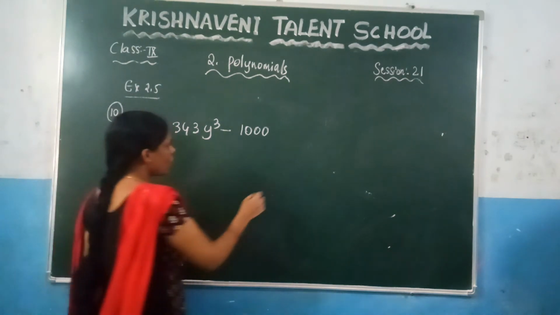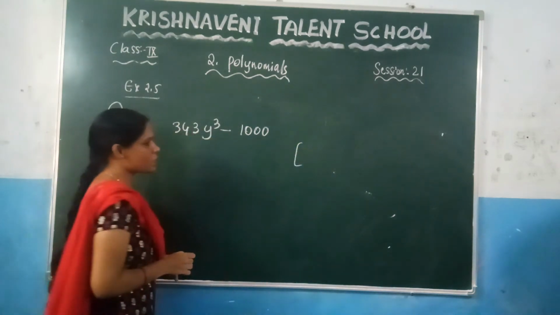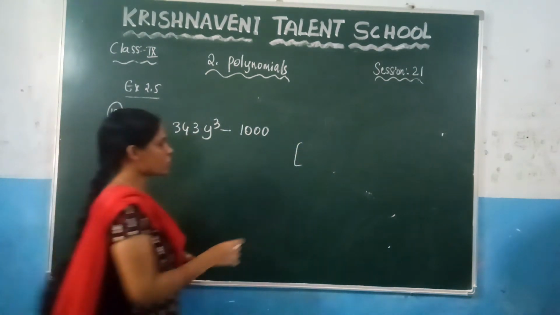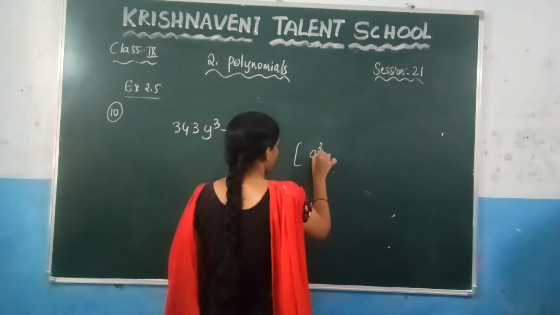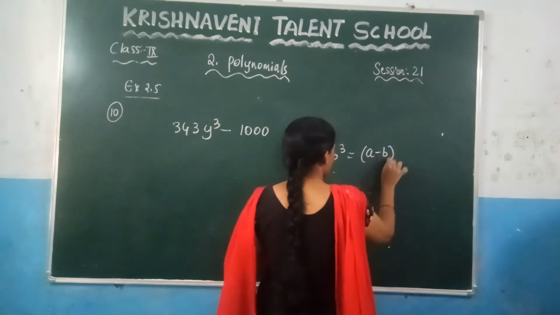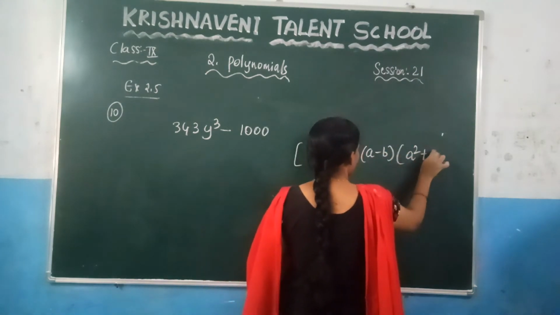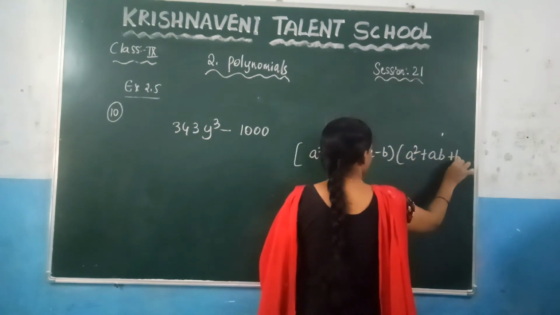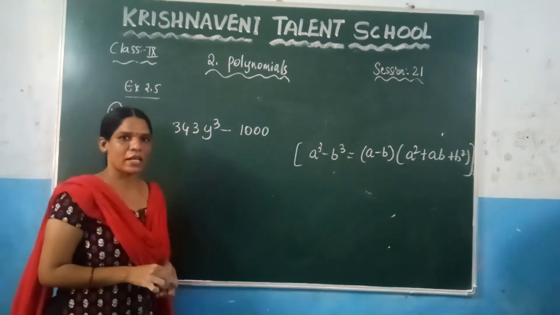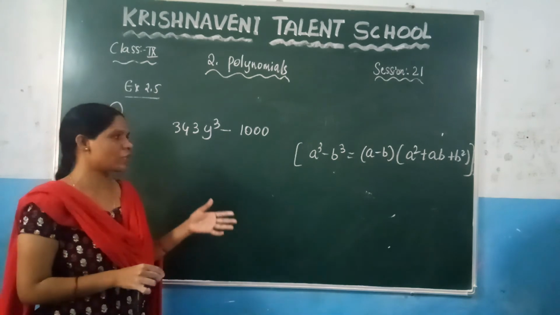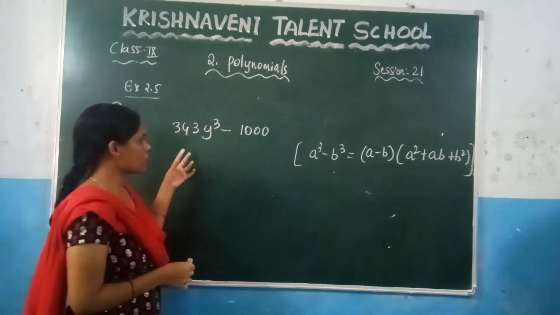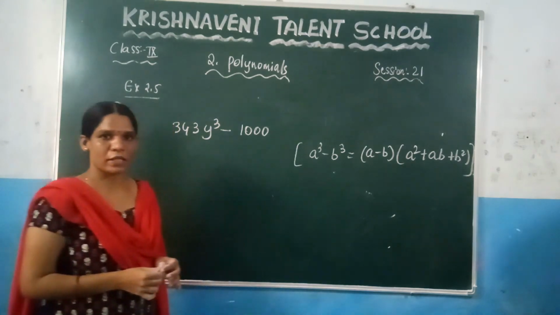So here, what is that identity? Clearly you can observe that you can change this one in the form of a cube minus b cube. So write it here. What is the formula for a cube minus b cube? Which is a minus b into a square plus ab plus b square. So this is the identity. Just now we have stated this is one of the identities and we can use this identity in the remaining problems. So here you can change this one in the form of a cube minus b cube.